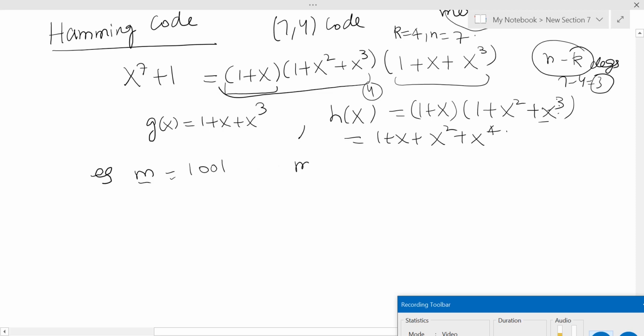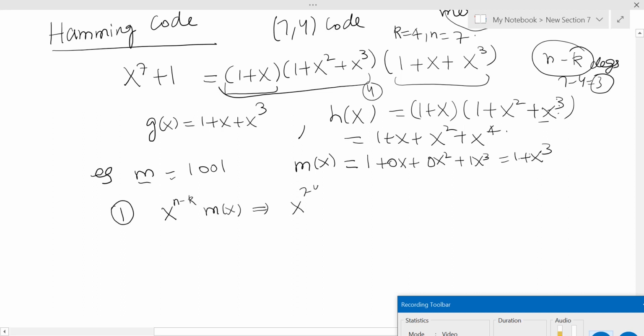Okay. Now suppose we want to encode a message 1001. First you will write the message polynomial for it. See, now things will become very easy. Its message polynomial is 1 plus 0 times x plus 0 times x square plus 1 times x cube, which is 1 plus x cube. This is its message polynomial. Now what is the first step in encoding? The first step is you have to multiply x to the power n minus k to m of x, which implies you have to multiply x to the power 7 minus 4 to m of x, which implies you have to multiply x cube to 1 plus x cube, which becomes x cube plus x to the power 6.